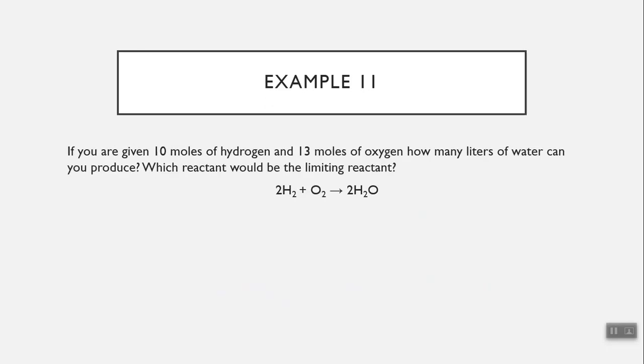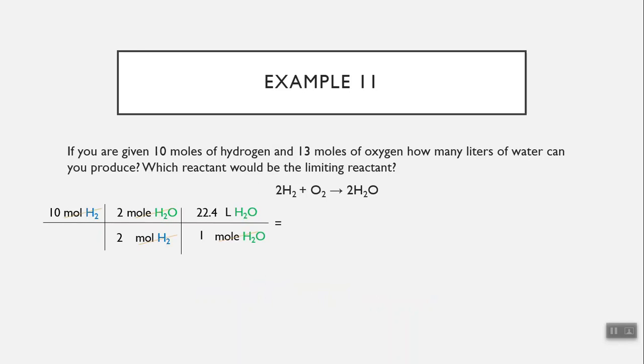Our last example is a limiting reactant problem, just to review it, okay? So we're given 10 moles of hydrogen and 13 moles of oxygen. How many liters of water will be produced, and which reactant is your limiting reactant? So remember, this is the one where you got to set it up twice, okay? So let's start with 10 moles of hydrogen. And we are trying to find the volume of water, okay? Same setup as our previous problems, right? Get our molar ratio, molar volume, solve for that. You get an answer of 224 liters of water.